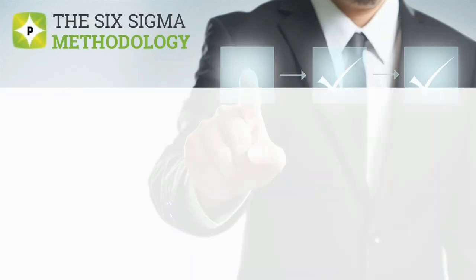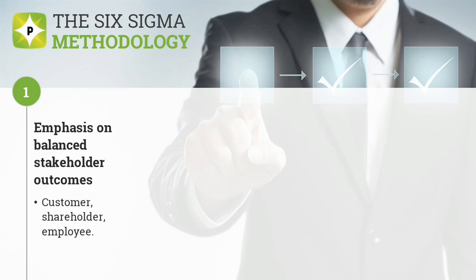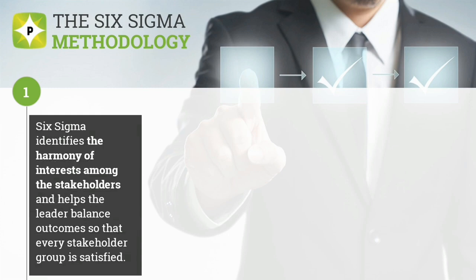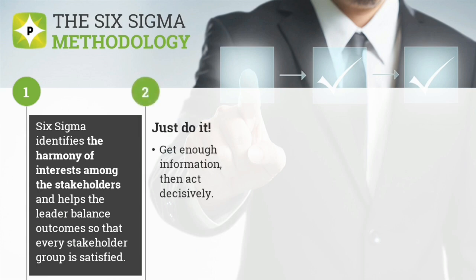In Six Sigma, we abandon the idea that an organization can be run solely for the benefit of any one stakeholder group. It's not this group or that group. It's this group and that group. Six Sigma identifies the harmony of interests among the stakeholders and helps the leader balance outcomes so that every stakeholder group is satisfied. Six Sigma is not academic research. It is about doing things smarter.